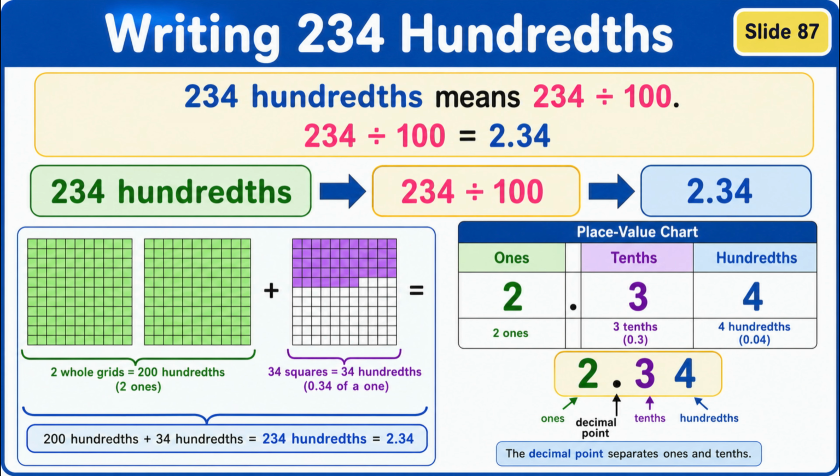Writing 234 hundredths. 234 hundredths means 234 divided by 100. Since 100 hundredths make one whole, we divide by 100. 234 divided by 100 equals 2.34. So, 234 hundredths is 2.34.